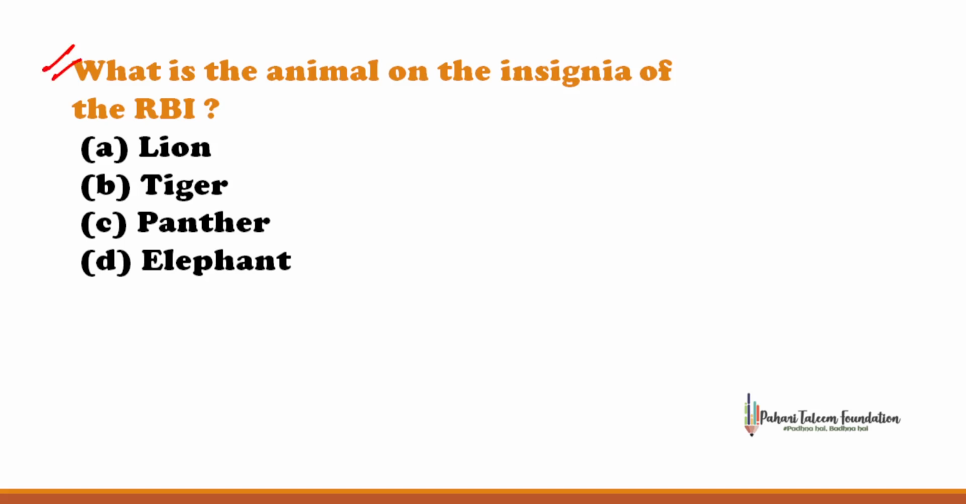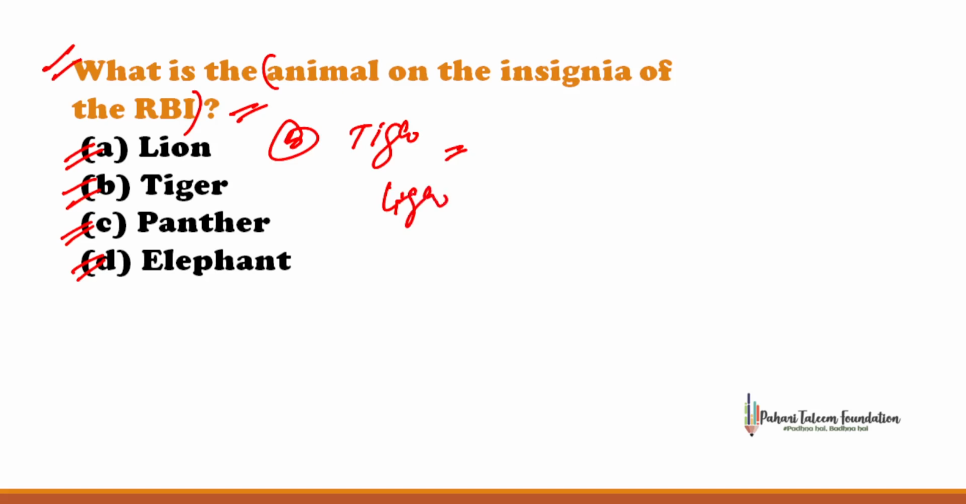Okay, the next question on your screen is, what is the animal on the insignia of the RBI? The options are option A, lion, option B, tiger, option C, panther, and option D, elephant. The right answer for this question is option B, that is tiger. The insignia of the RBI consists of two things, a tiger and a palm tree.